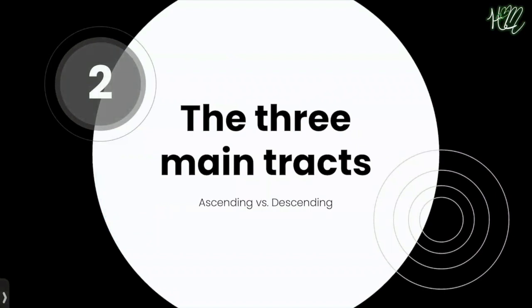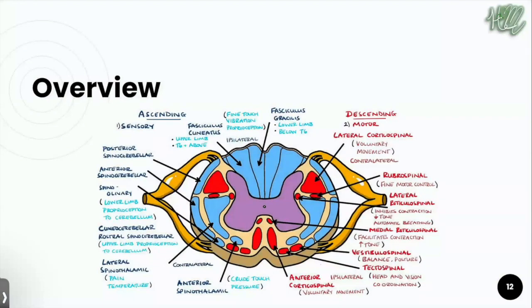Okay, so now we'll get into the tracts. We talked about the cerebrum. We talked about how fibers travel from the cerebrum to the brainstem. Now let's talk about that a little bit more and get into some specifics here.